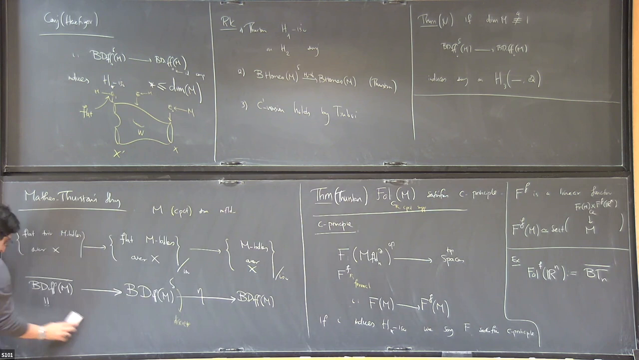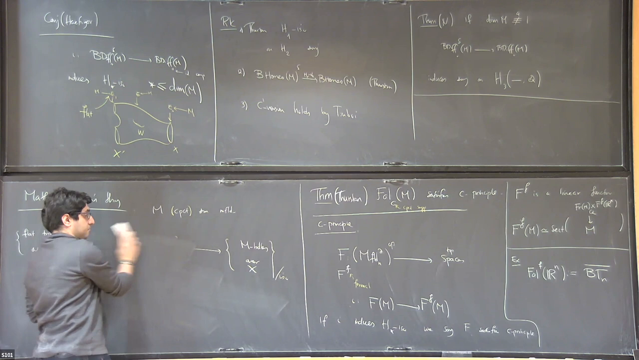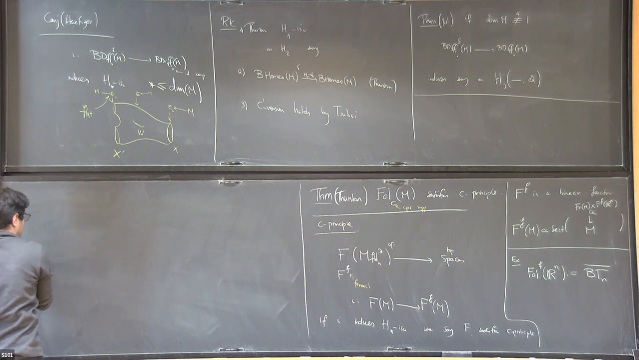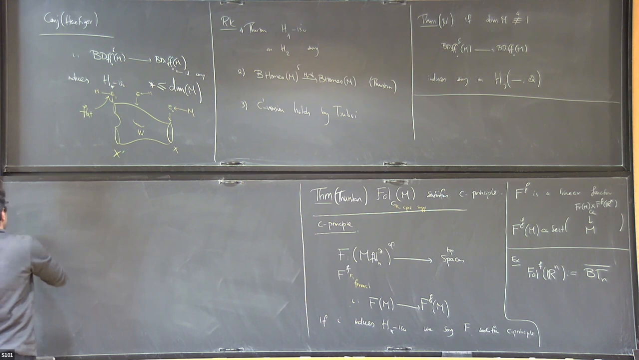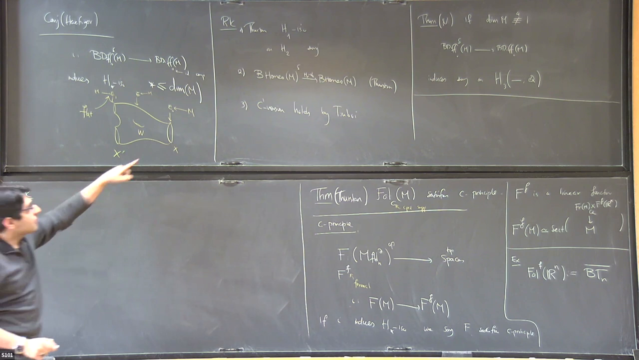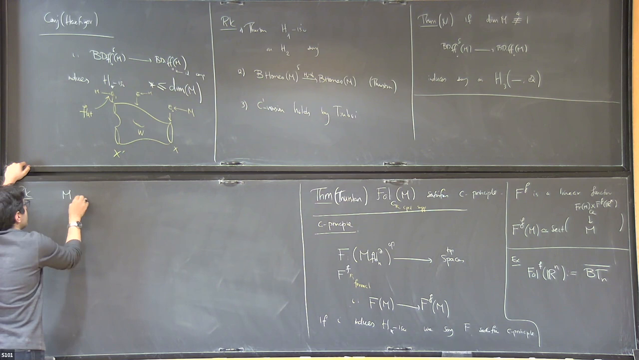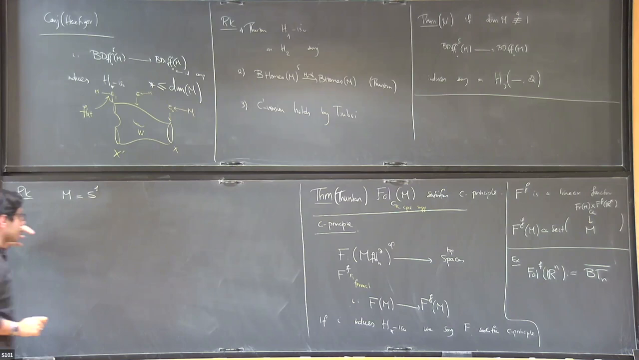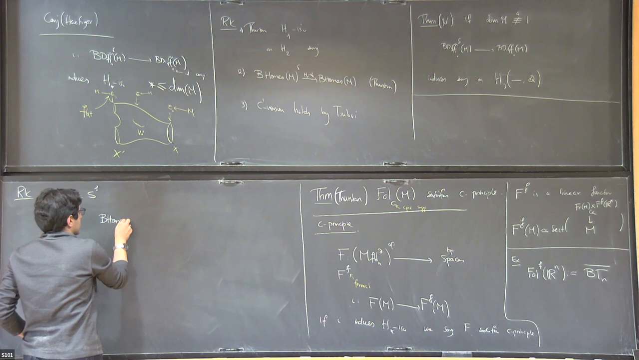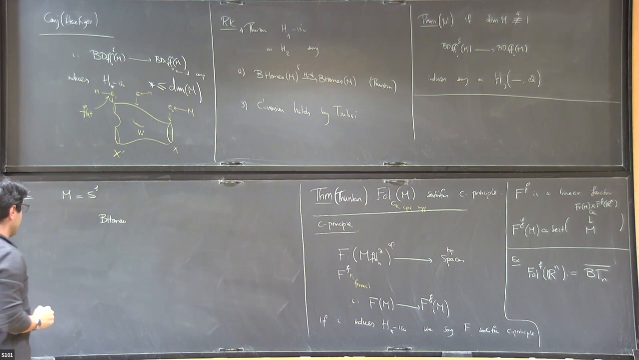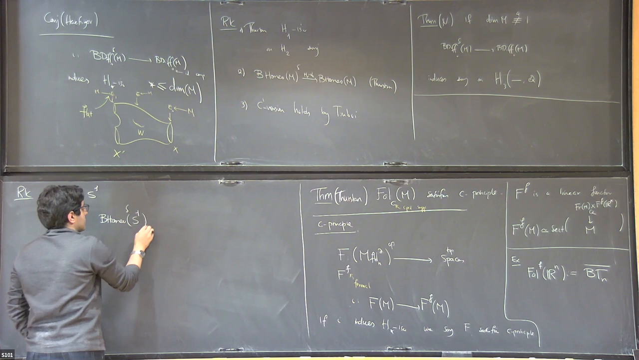Any questions so far? Okay. Remark. So consider the homeo case, and even when M is just a circle, it says something interesting. So consider B homeo. So say that theorem of Thurston. Yes. That's your theorem. Yes. So B homeo discrete of S1 to B homeo.